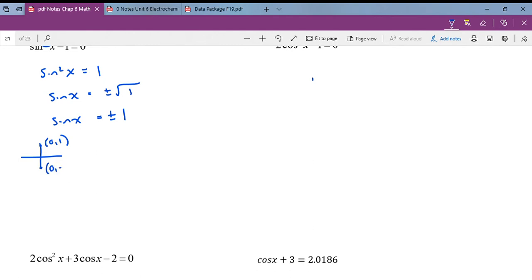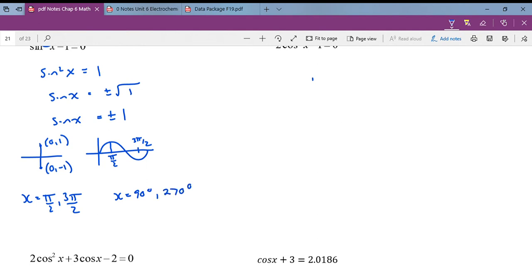Sine equals negative 1 at negative 3 pi by 2. Or you can be looking at your graph and saying, okay, if my graph looked like this, at what point am I at 1? At pi by 2. At what point am I at -1? At 3 pi by 2. So my two answers in radians are pi by 2 and 3 pi by 2 in my restricted domain of 1 cycle. And if I was going to do this in degrees, it would be 90 degrees and 270 degrees.